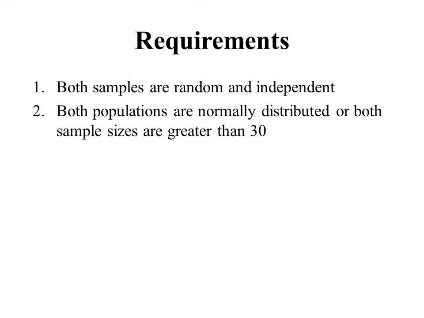Now, requirements for either one of these types of intervals are, number one, both samples are random and independent. Again, independent here means that what happens to one sample has no effect on any other. And then number two, both populations are normally distributed, or both sample sizes are greater than 30. And this requirement we've seen come up with the central limit theorem, and this requirement is here because the central limit theorem forms the foundation for this type of interval.